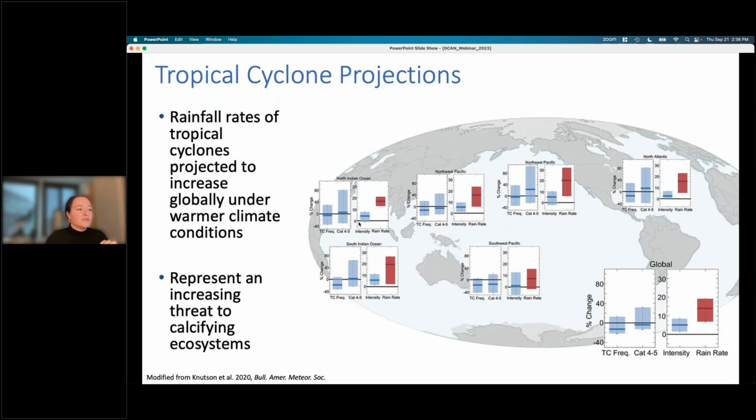And you can see that all of the red bars across the globe indicate increasing rainfall rates with tropical cyclones as climate change continues. And on a global scale, we see the increase in rainfall rates is approximately 10 to 20% higher than it is currently as those conditions and climate continue to warm. Therefore, high rainfall tropical cyclones may represent not only a current threat, but an increasing threat to many calcifying ecosystems, given their potential impact on the carbonate system in these environments.